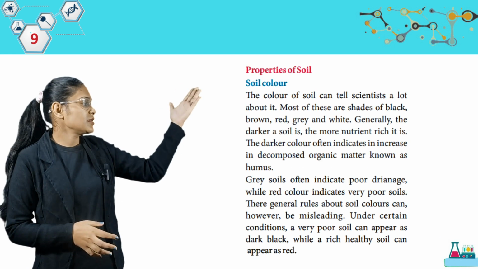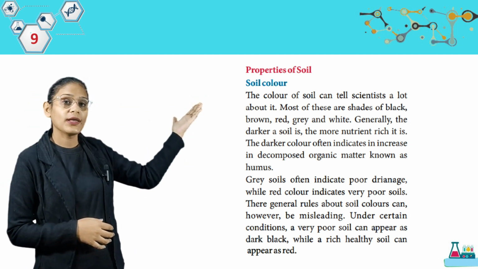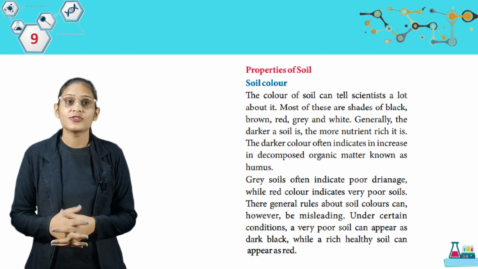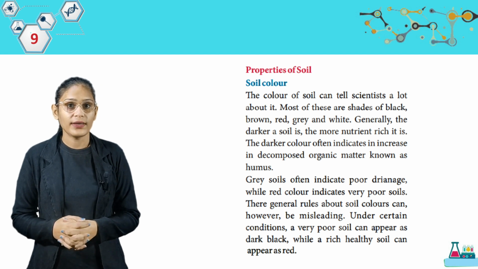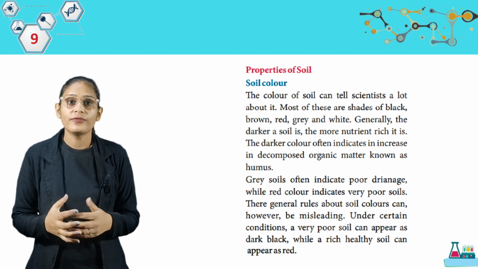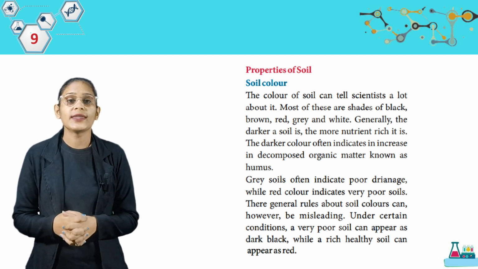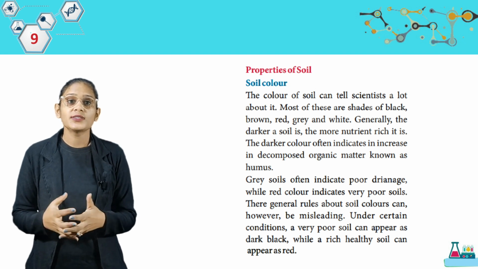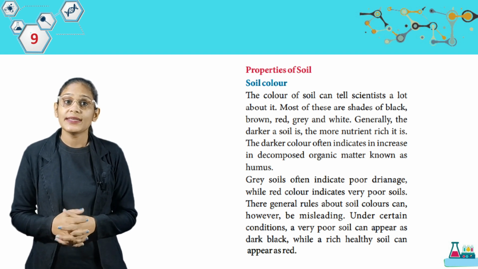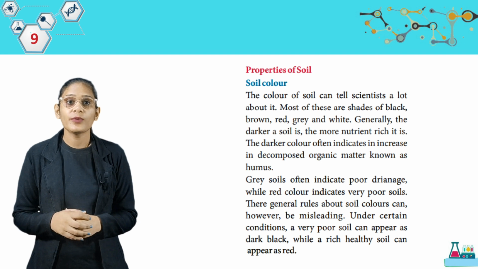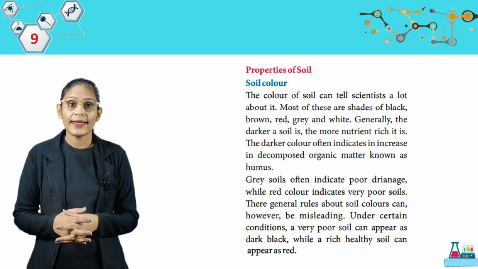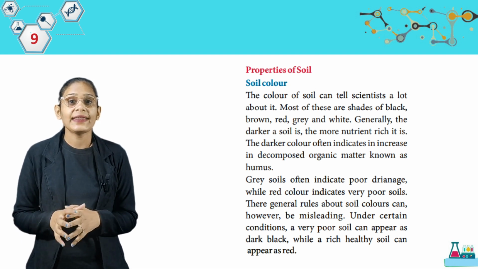Now we have properties of soil. First we have soil color. The color of soil can tell scientists a lot about it. Most of these are shades of black, brown, red, gray and white. Generally, the darker a soil is, the more nutrient rich it is. The darker color often indicates an increase in decomposed organic matter known as humus. Gray soils often indicate poor drainage, while red color indicates very poor soils. These general rules about soil colors can, however, be misleading. Under certain conditions, a poor soil can appear as dark black, while a rich healthy soil can appear as red.